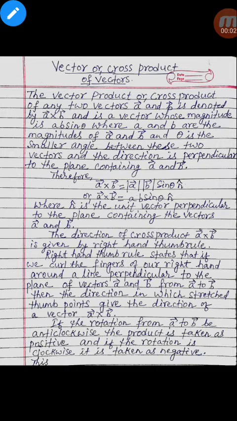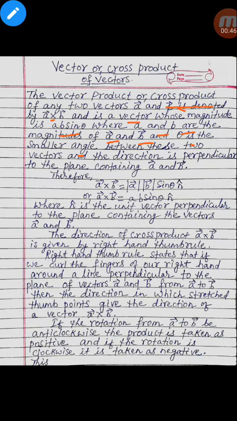Students, today we are going to study about the vector product or cross product of vectors. Now, the vector product or cross product of any two vectors A and B is denoted by A cross B, and it is a vector whose magnitude is AB sine theta, where A and B are the magnitudes of vector A and vector B, and theta is the smaller angle between these two vectors.